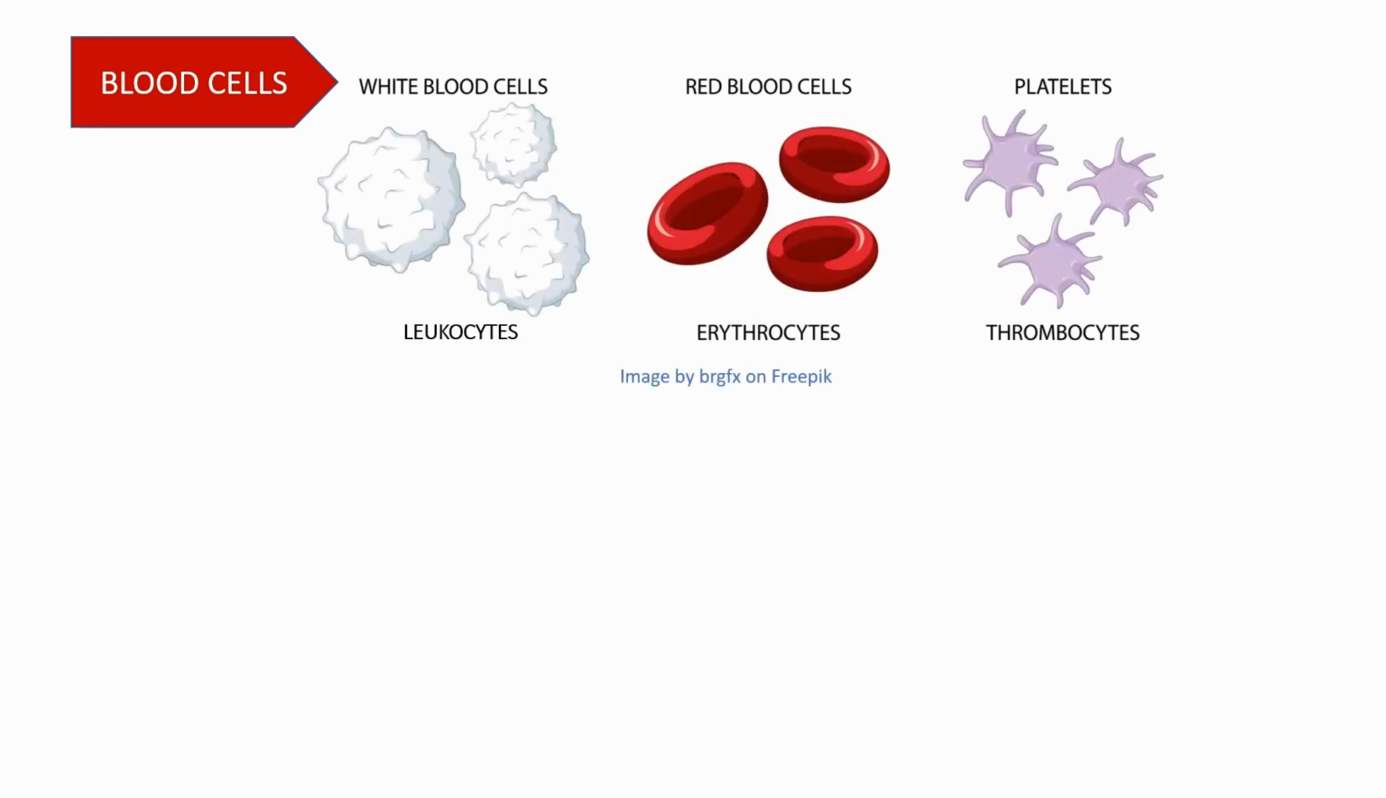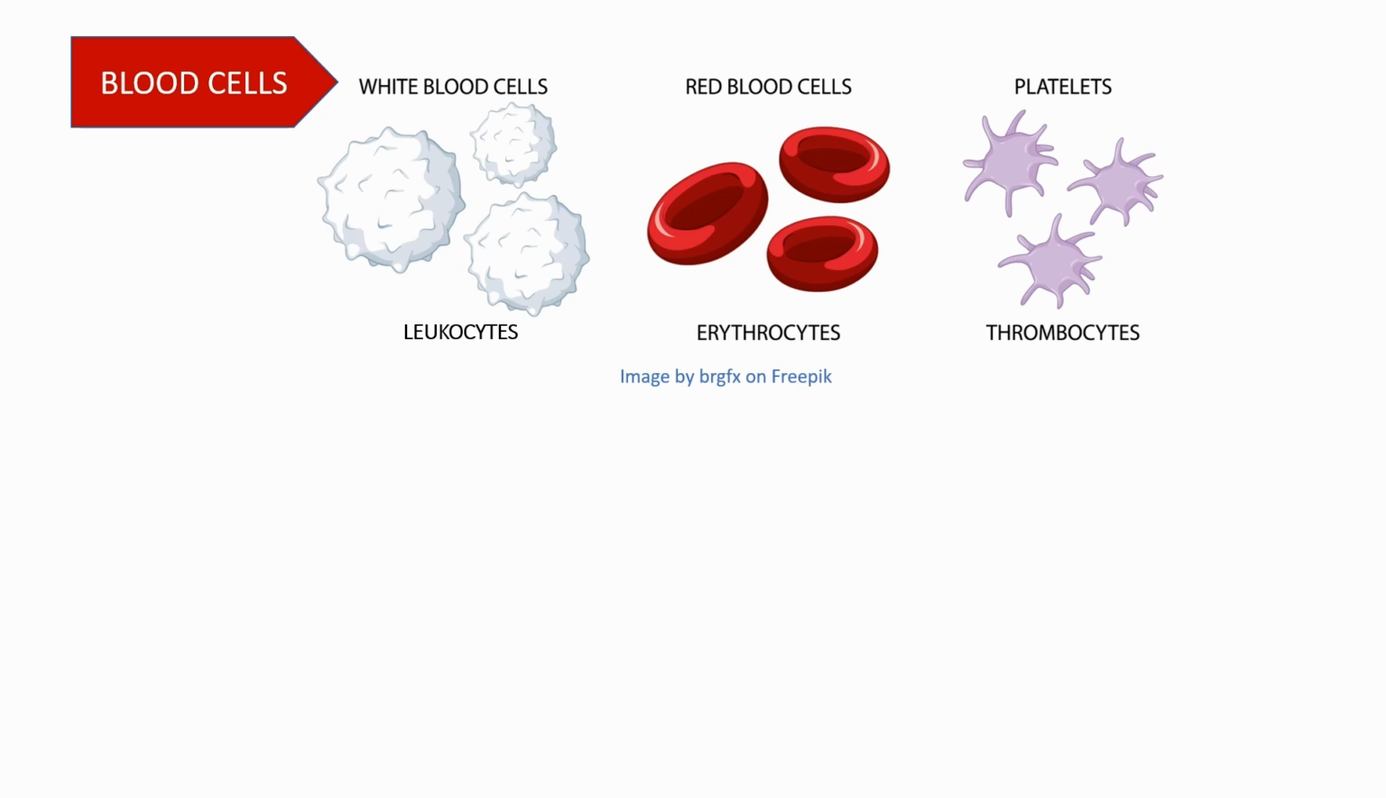So let's look at the blood cells in more detail. There's three types of blood cells we've seen. The white blood cells are also called the leukocytes. The red blood cells are also called the erythrocytes, and the platelets are also called the thrombocytes. The white blood cells form our body's defense against infections. They fight off against bacteria, viruses, and parasites and help keep our body healthy.